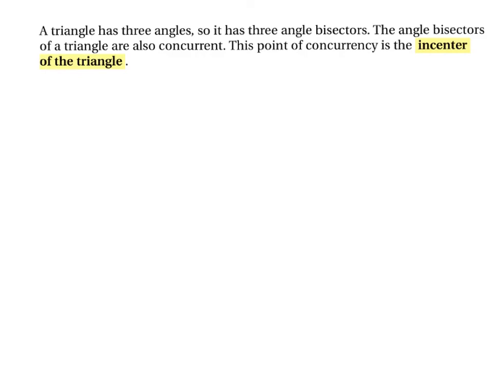A triangle has 3 angles, so it has 3 angle bisectors. So now we're going to talk about the angle bisectors. The angle bisectors of a triangle are also concurrent. The point of concurrency for angle bisectors, remember, we've already talked about the point of concurrency for segment bisectors. We're now talking about angle bisectors. This is called the incenter of the triangle.